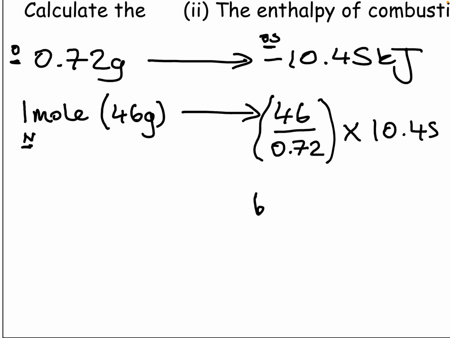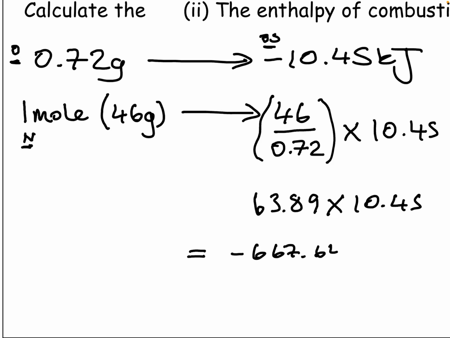So when I worked this out on the calculator, it came to be 63.89, times by 10.45, and that worked out to be minus 667.64 kilojoules. Now we need to add something else here. Firstly, I'm going to mention this negative. I missed that out here, but remember it's still exothermic, so that negative has to be there. And the next thing is it's per mole. So we are now working out kilojoules per mole. That per mole is because it's the energy released when 1 mole is burned, so you add that in as well. If you're talking about an enthalpy, it's going to be per mole as well.